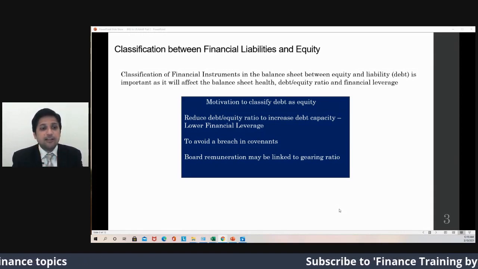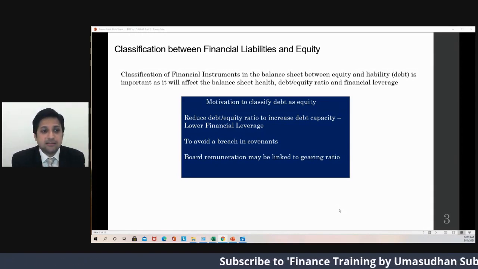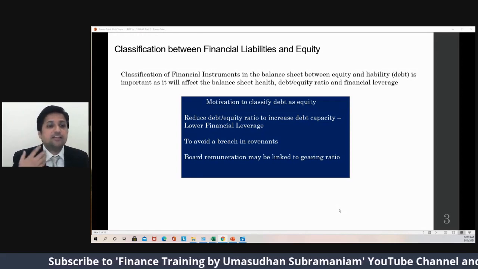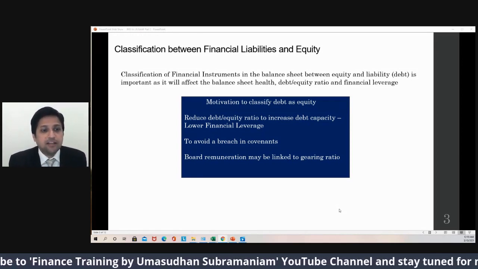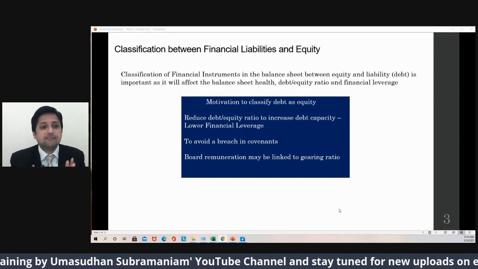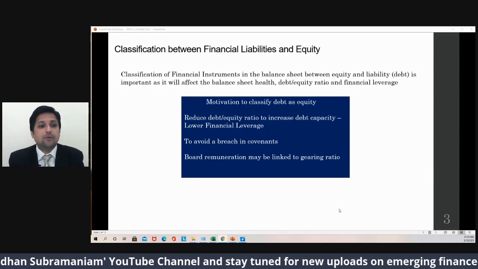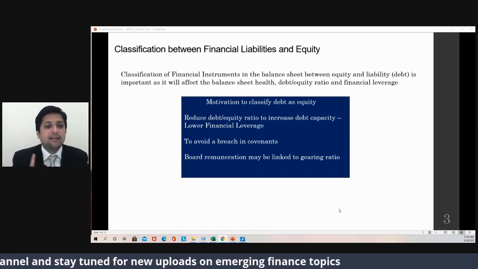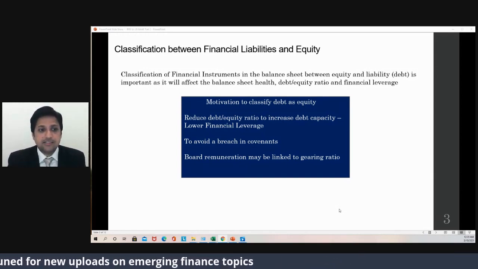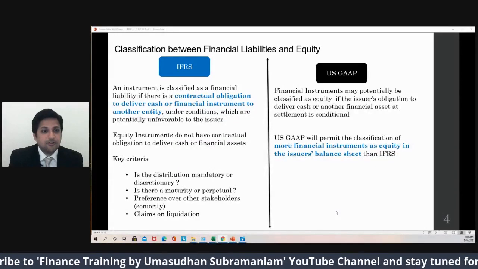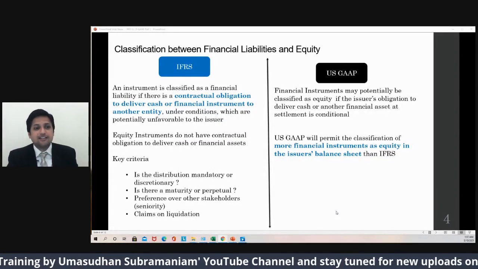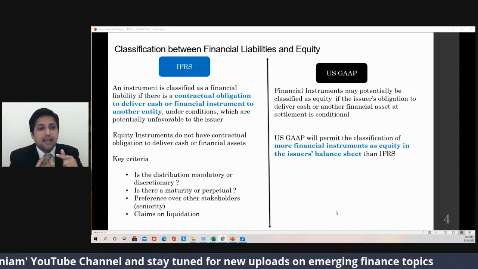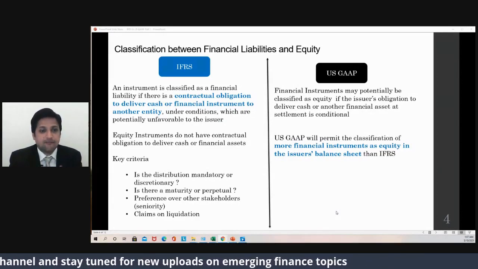Therefore, it is very important for investors to understand different types of complex financial instruments issued by an organization and the correct classification of those financial instruments between equity and financial liabilities. We are going to look at the key criteria used to differentiate financial liabilities and equity instruments in IFRS.